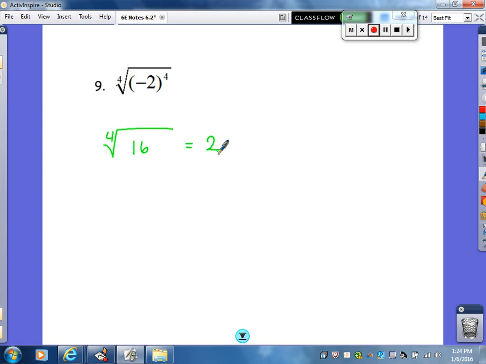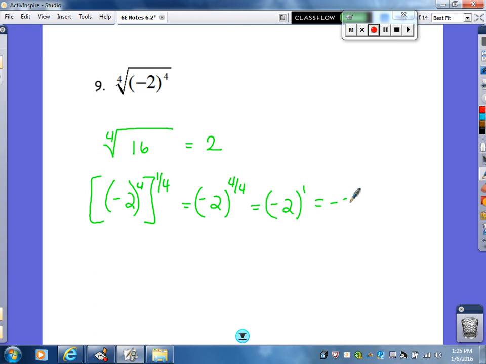However, if we change the order and rewrite, using properties, and rewrite this as a rational exponent, apply our properties here, you're going to get negative 2 to the 4 over 4, which is negative 2 to the first power, which is negative 2. So here, either answer is correct depending on how you go about doing the problem.